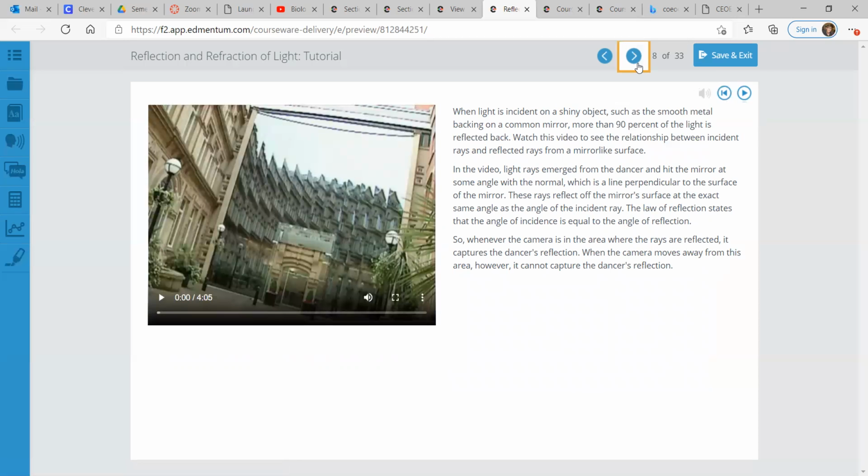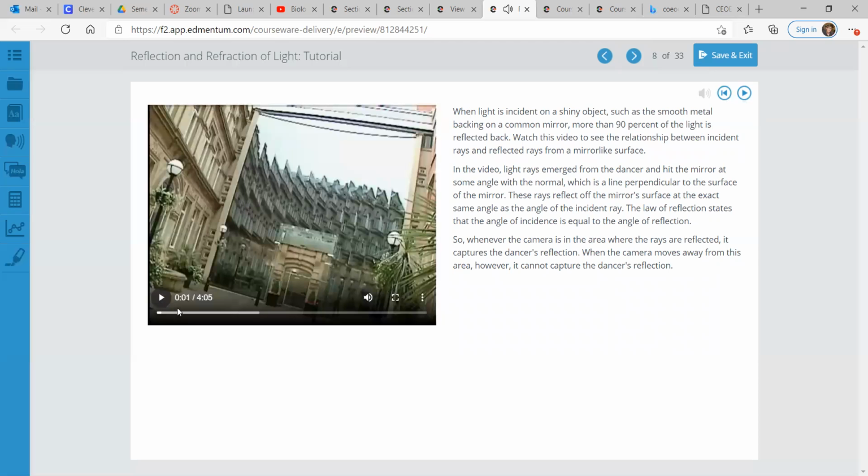When light is incident on a shiny object like a smooth metal backing on a common mirror, more than 90% of the light is reflected back. This video shows the relationship between incident rays and reflected rays from a mirror-like surface. So let's see.